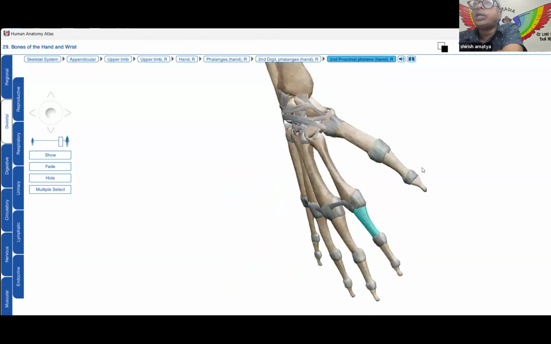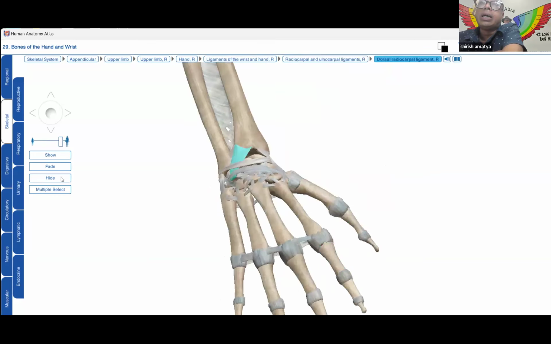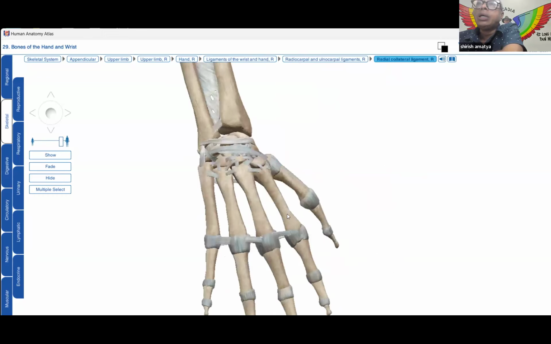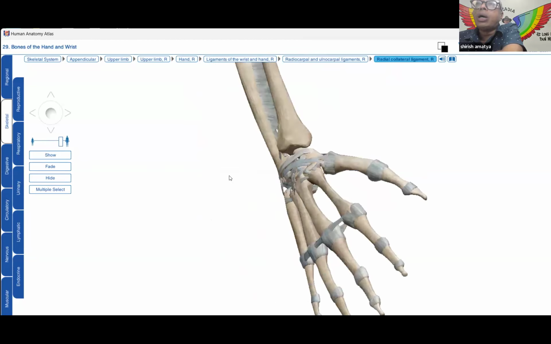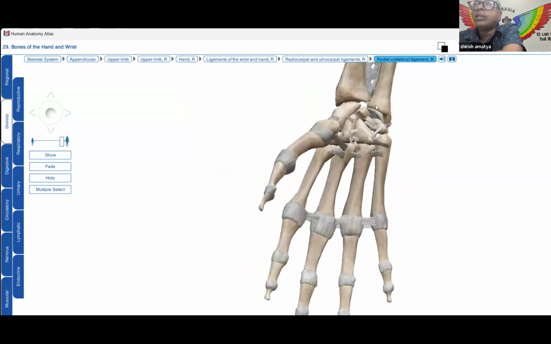So if you see the anatomy, I'm hiding the carpal bones, so it is basically the distal end of the radius and ulna, and the various carpal bones. We'll be appreciating this proximal row of the carpal bones as well as the distal end of the radius and ulna in ultrasound examination.